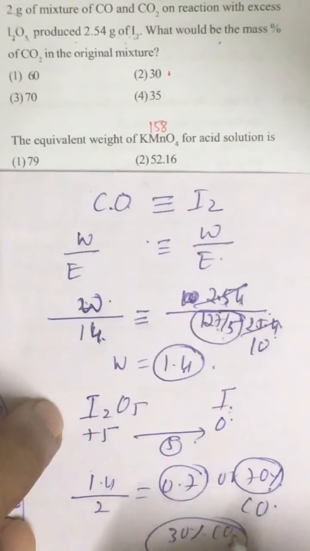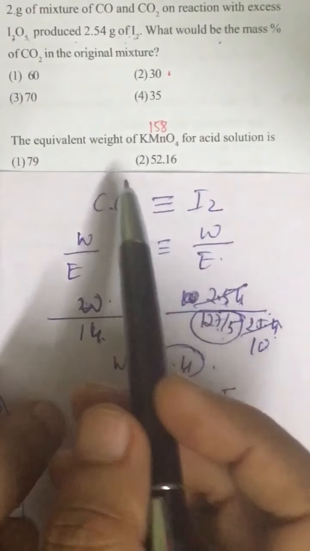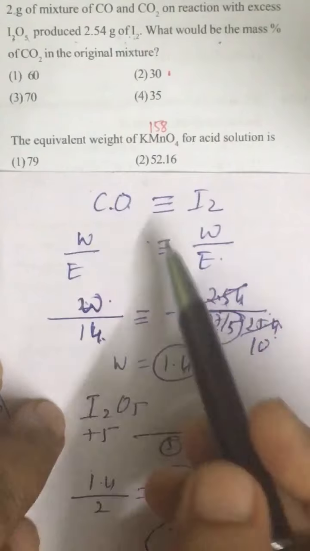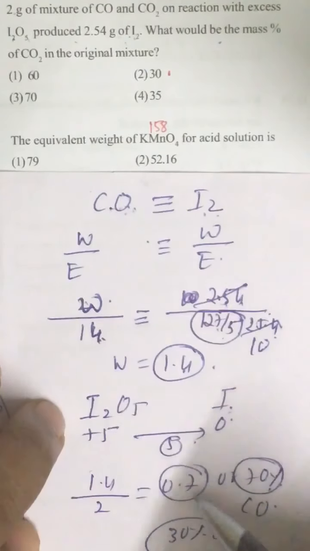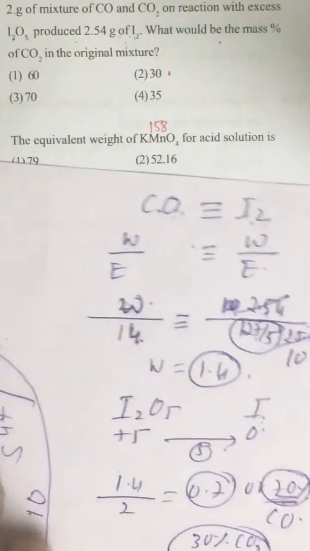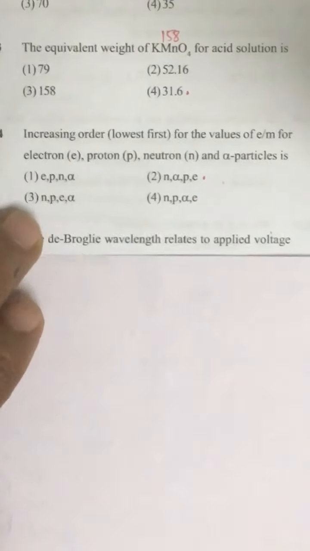The remaining was carbon dioxide because this reaction is taking place between carbon monoxide and I2O5 only. So we have equated CO with I2 and we have calculated the percentage of CO, which is coming out to be 70. So the remaining is carbon dioxide. Alright. Now look at question number 74.